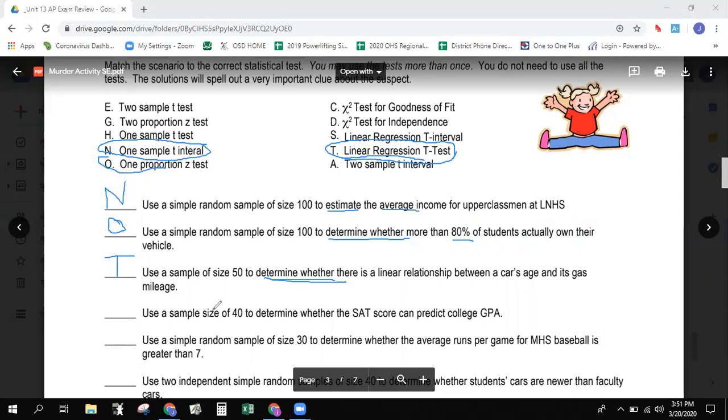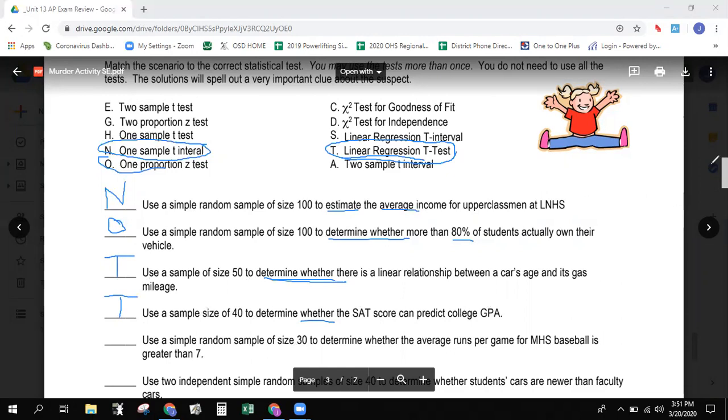Okay. Use a sample size of 40 to determine whether, again, a test, the SAT score can predict college GPA. So that is going to be another T because it's predictable. It's a linear regression thing. So again, that's that section that we did not cover yet.